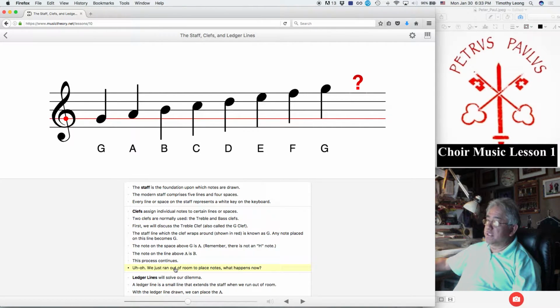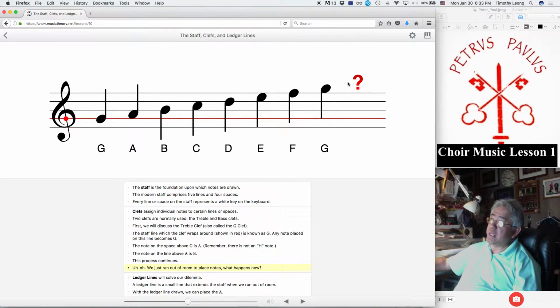Uh-oh, we just ran out of space to put notes. This is funny. So, seeing this G, what happens if we want to write an A? Well, guess what? We write a short line here, and on that line we put a note. That would be the letter A.